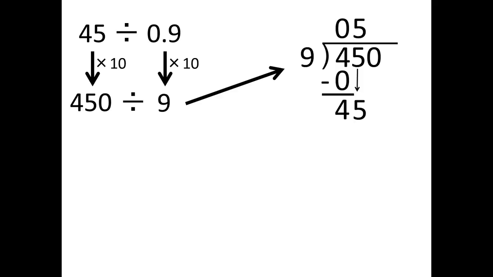Okay, so we write the 5 there. 5 sets of 9 is 45. And if we take away 45 from 45, we get 0. But we're not done yet, right? Because there is another digit here, and we can't ignore that digit. It's really important, right? So we have to bring down that 0.